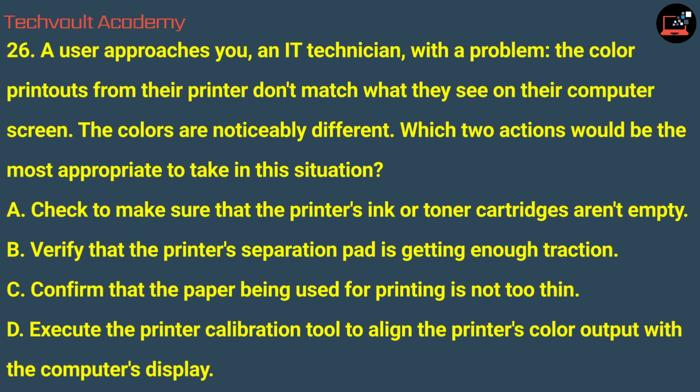26. A user approaches you, an IT technician, with a problem. The color printouts from their printer don't match what they see on their computer screen. The colors are noticeably different. Which two actions would be the most appropriate to take in this situation? A. Check to make sure that the printer's ink or toner cartridges aren't empty. B. Verify that the printer's separation pad is getting enough traction. C. Confirm that the paper being used for printing is not too thin. D. Execute the printer calibration tool to align the printer's color output with the computer's display.